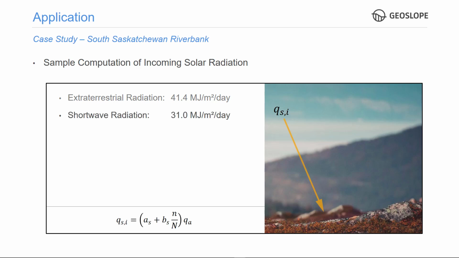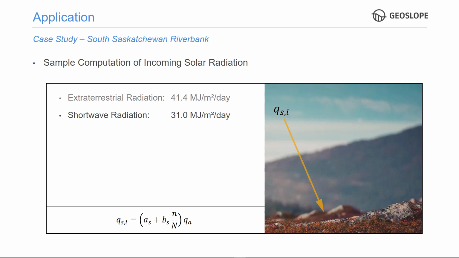The second and last step in the process consists in computing the incoming solar radiation using Angstrom's formula. This formula accounts, or at least it attempts to account, for cloud cover. This is no easy task, considering that 75% of extraterrestrial radiation reaches the Earth's surface on a sunny day, and that the percentage can decrease to 25% on a cloudy day.